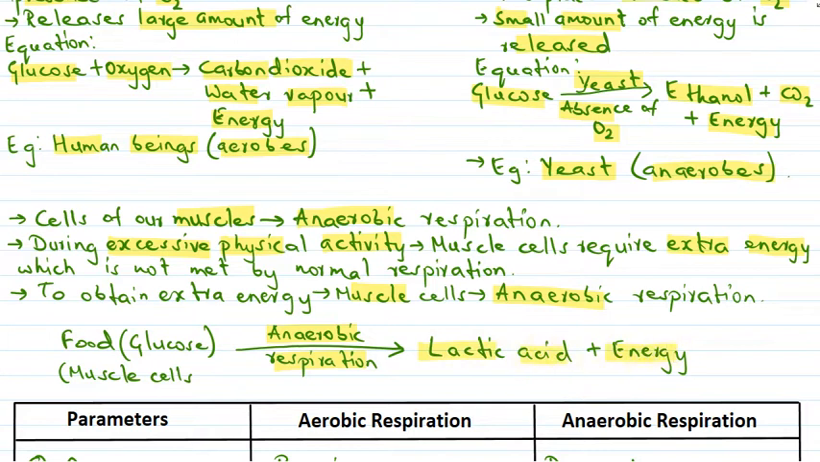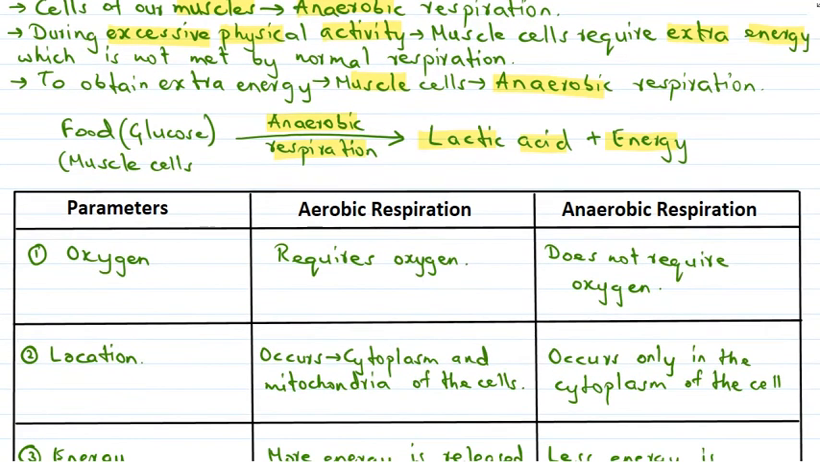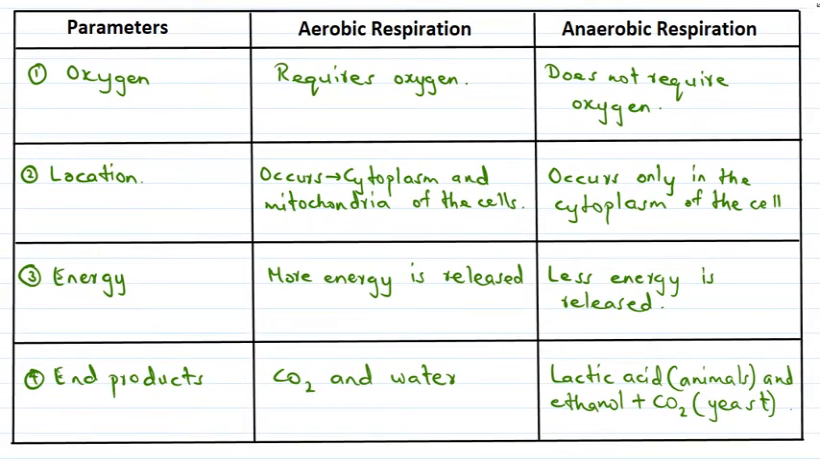Then we differentiated aerobic and anaerobic respiration on a few parameters. So first parameter was oxygen. We saw that during aerobic respiration oxygen was required, but oxygen was not required in case of anaerobic respiration. Then location, we saw that aerobic respiration takes place in the cytoplasm and mitochondria of cells, whereas anaerobic respiration only takes place in the cytoplasm of the cell. Then based on energy, we saw that during aerobic respiration more amount of energy is released, whereas in anaerobic respiration less amount of energy is being released.